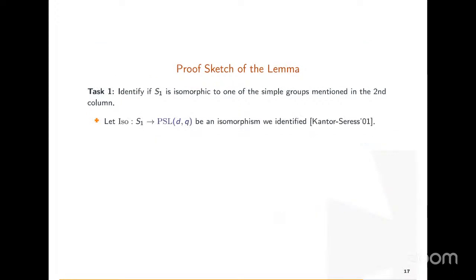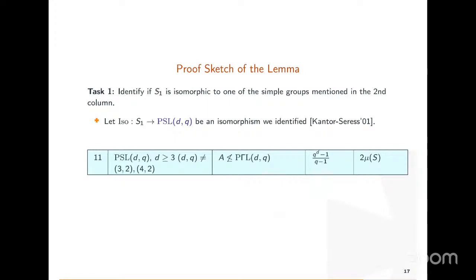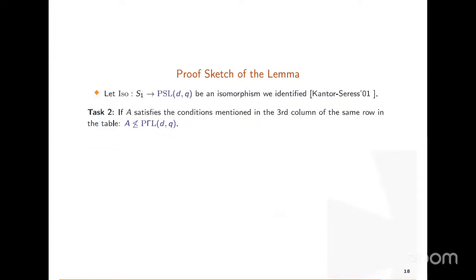I will not go into the detail of all the cases, but let us see the first case, where S1 is isomorphic to PSL, the first group. The row looks like this. We have to decide whether our A is a subgroup of P gamma L DQ or not. We already know that our S1 is isomorphic to PSL, and we already have that isomorphism map, which we also got from the Cantor-Serres algorithm.